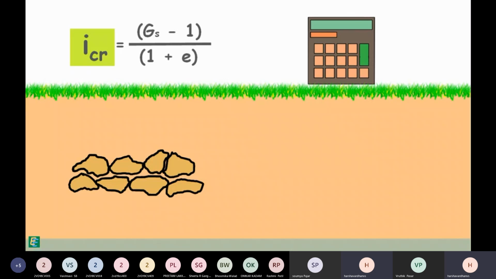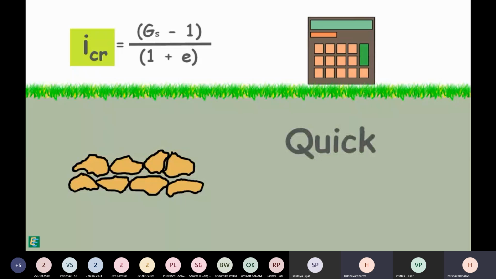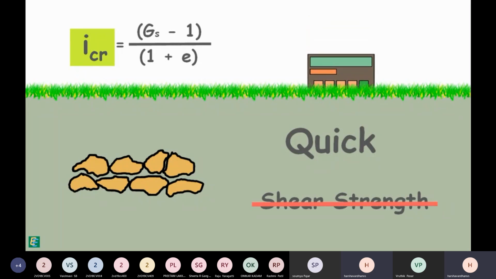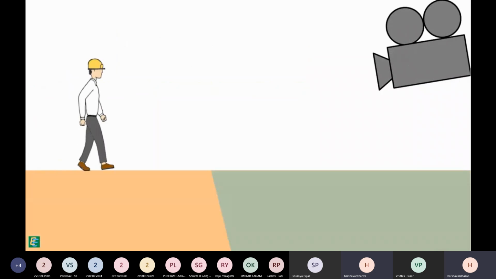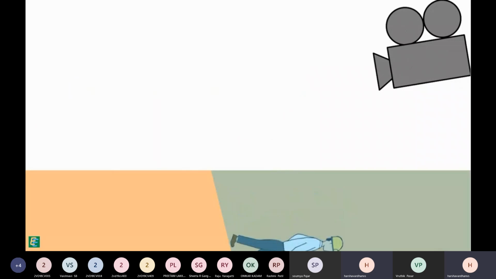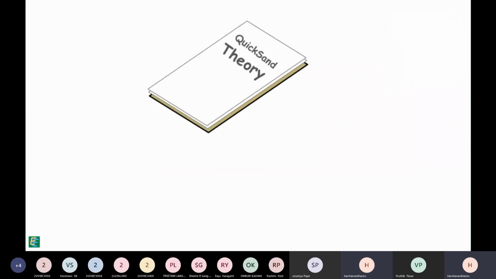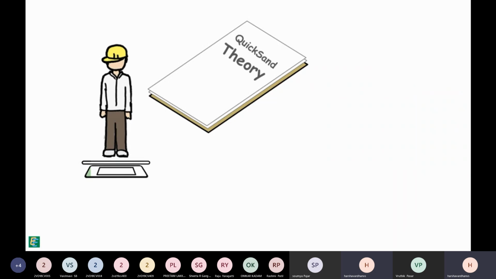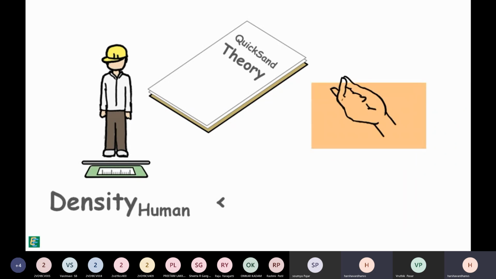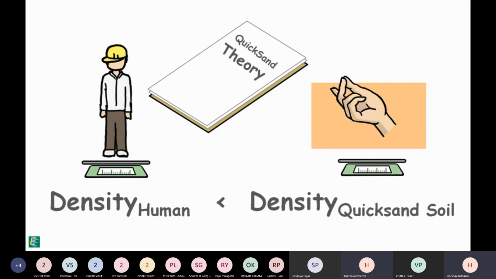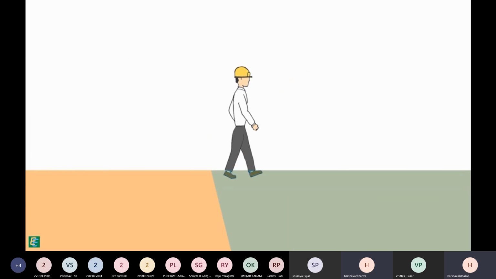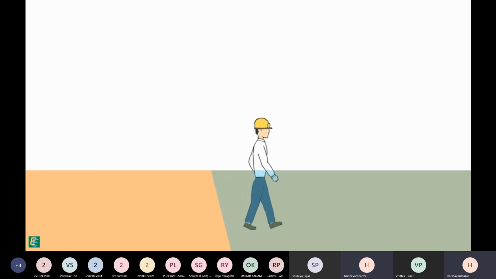Gradient at which the movement of water in upward direction in the soil is such that the soil becomes quick and loses all its shear strength and is not able to support any load. We have seen in some movies that humans sink into the quicksand and die. But theoretically, it is not possible for a human to sink completely into quicksand. Human mass density is lower than that of quicksand soil. A human may sink only up to about his waist if he does not panic.